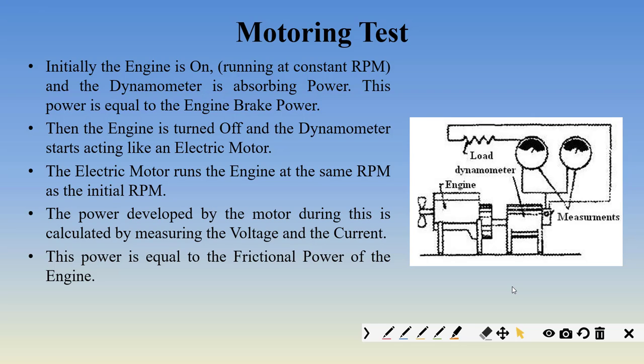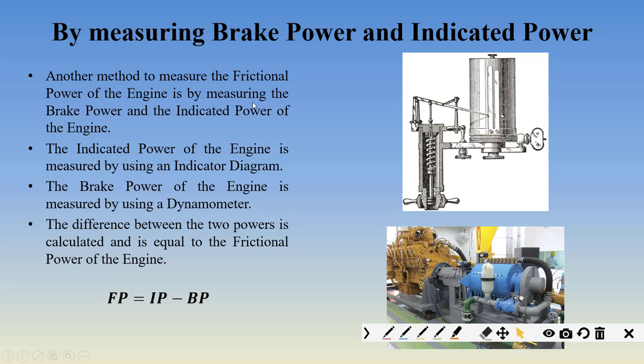Whatever I just explained, I have written down over here. You can read it. The last method to measure friction power is by measuring the brake power and indicated power separately and then using this formula. As I explained before, the main reason we cannot find indicated power easily is that finding the indicated power is difficult.